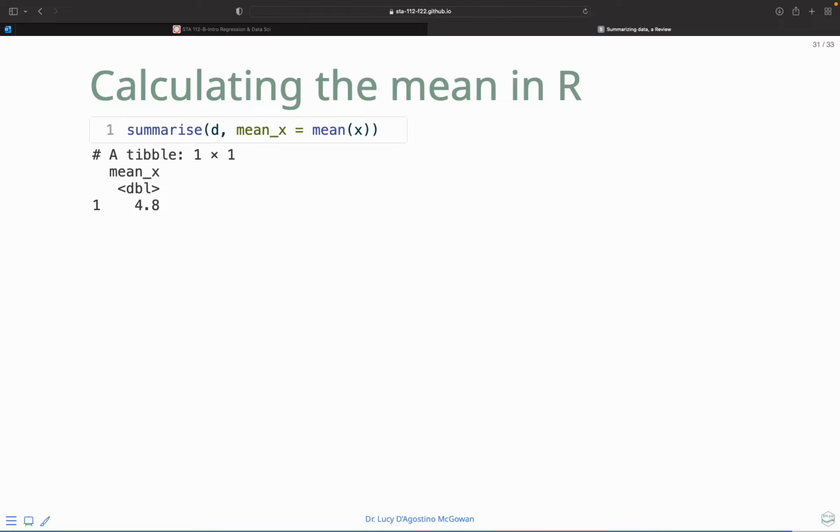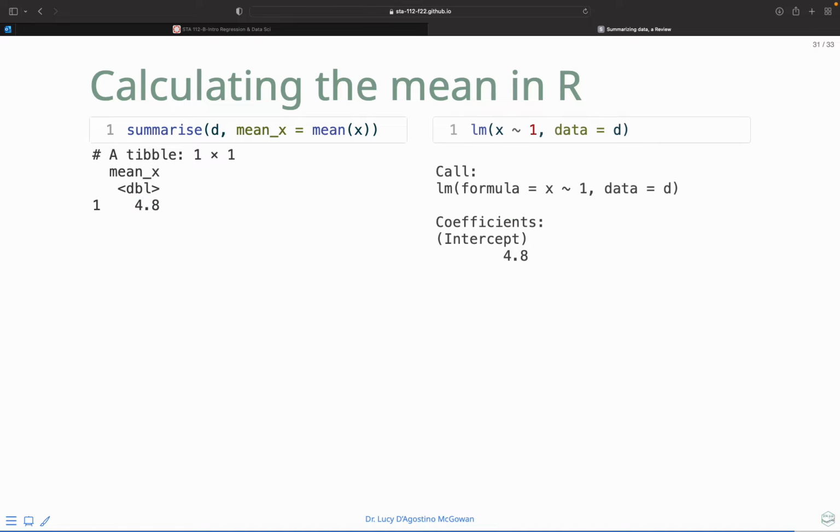Okay, so to calculate the mean in R, we have already done this one way. In class last time, we used the summarize function, where the first argument was the data set, and the second argument was what you would like to calculate, in this case a mean. And I could get that 4.8 like you all did in that quick application exercise. Another way to do this would be to use the lm function, and this is what we're going to use to fit linear models.